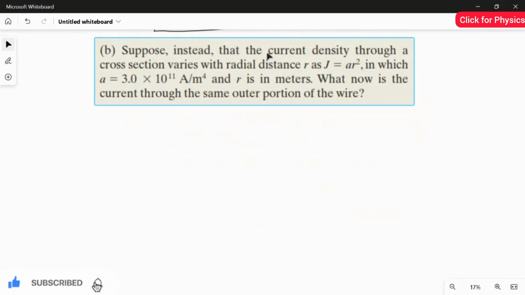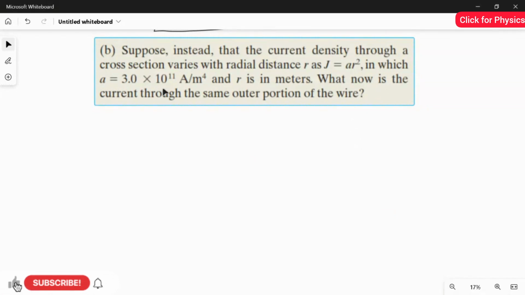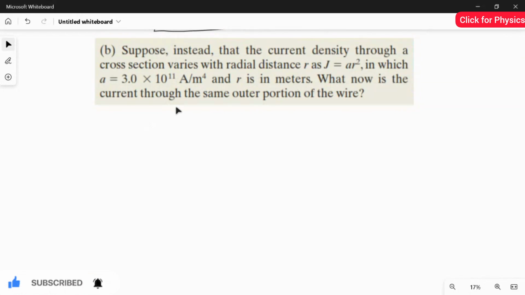Suppose instead that the current density through the cross sections varies with radial distance r as J equal to a r square. So that means in the first part of the question, the concept is the current density is uniform, but in the second part, the current density is not uniform. So we have to apply the rule very carefully. So here, the A value is 3 multiplied 10 power 11 ampere per meter power 4, and r is in meters. What now is the current through the same outer portion of the wire? So if the current density is not uniform, so what should be the case?